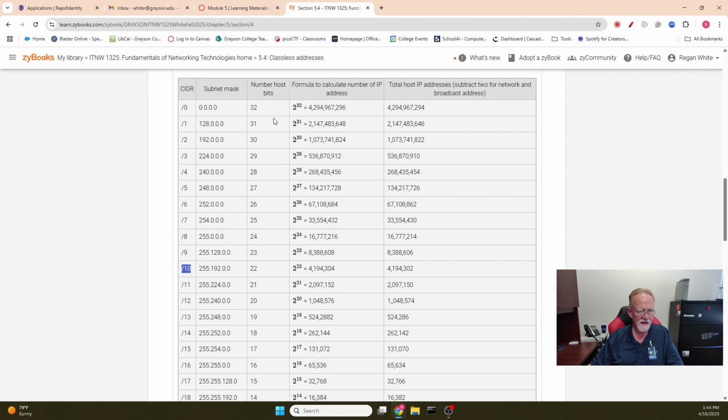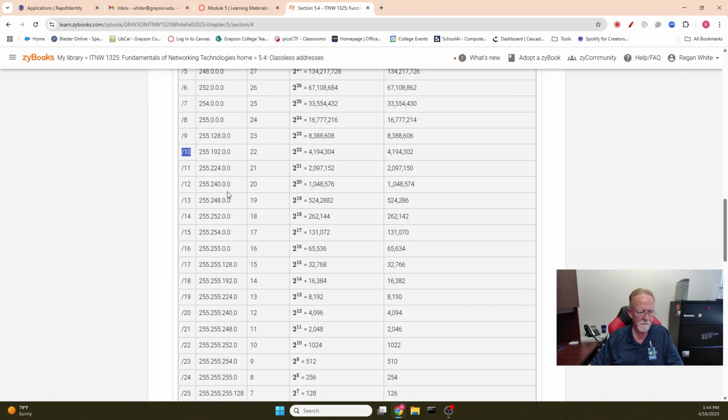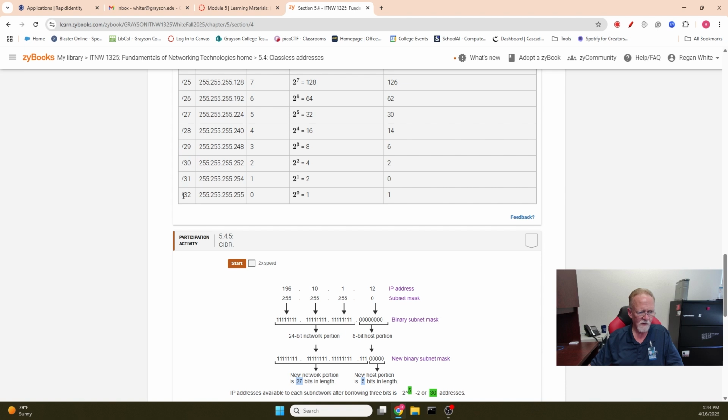You can use this table to figure out what your / number would be based on what your subnet mask is. And it goes all the way down to /32, which is 255.255.255.255, which means you have 0 host bits. That means you can't put any devices on this network. So it's all network bits and no host bits.